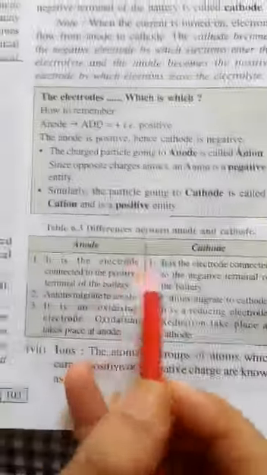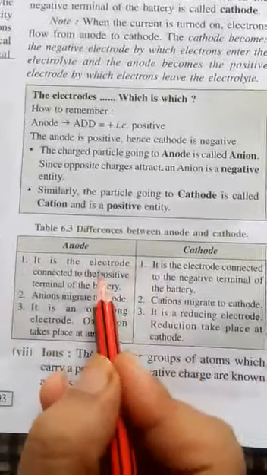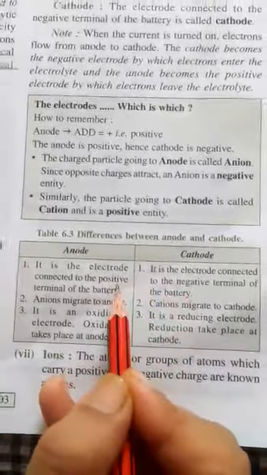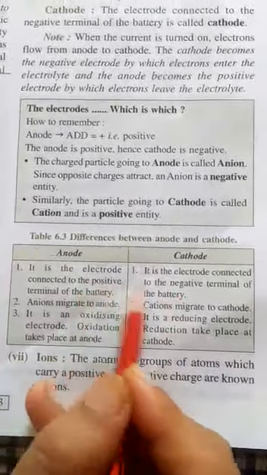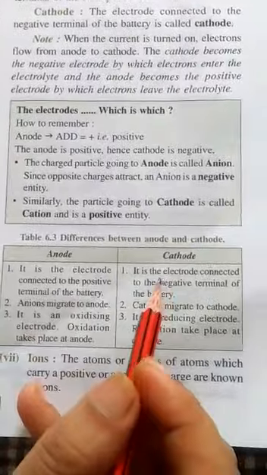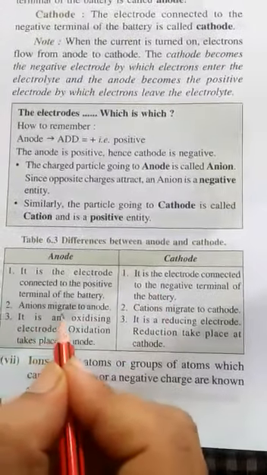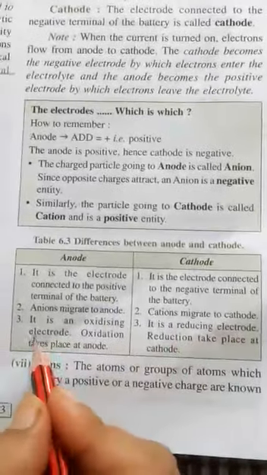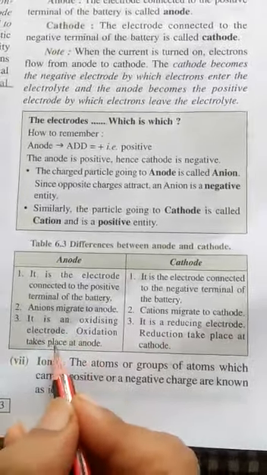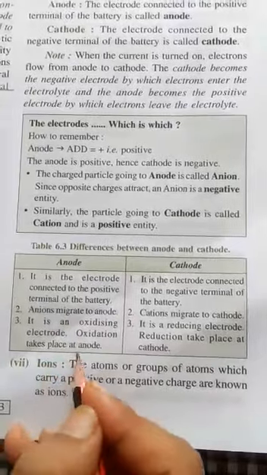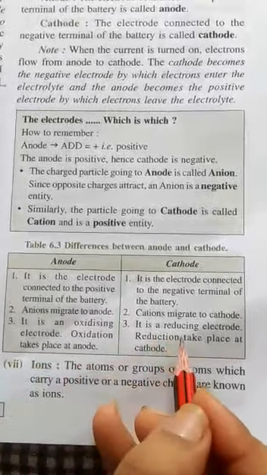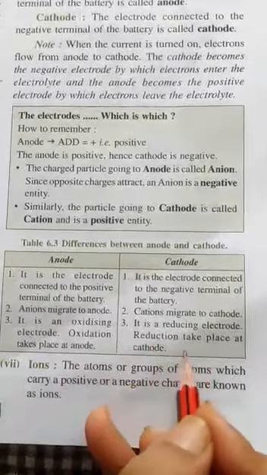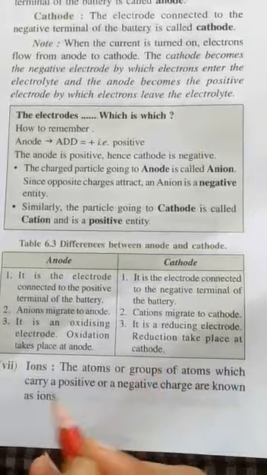Difference between anode and cathode. Here we are talking about the electrodes. This is the positive electrode, this is the negative electrode. Anions migrate toward the anode and cations migrate toward the cathode. The anode is an oxidizing electrode. Oxidation takes place at the anode. The cathode is a reducing electrode. Reduction takes place at the cathode.